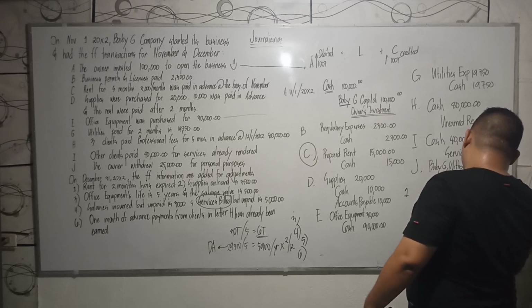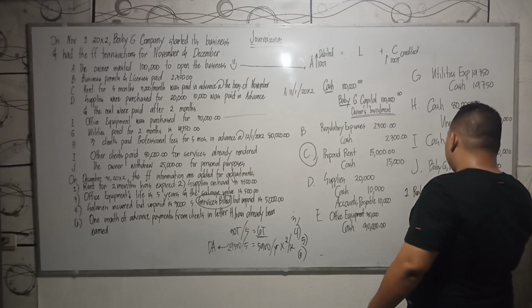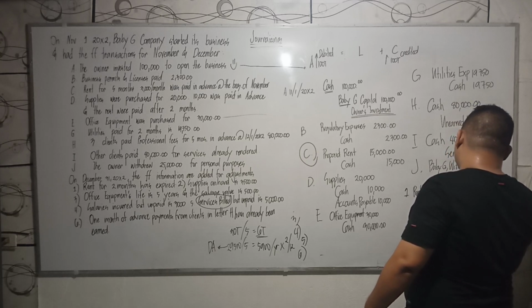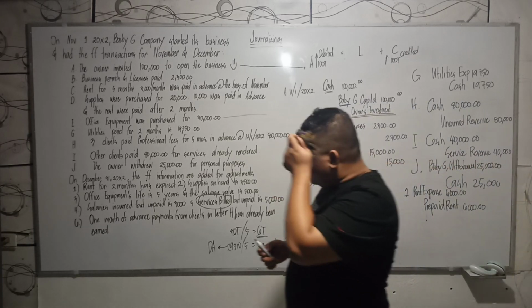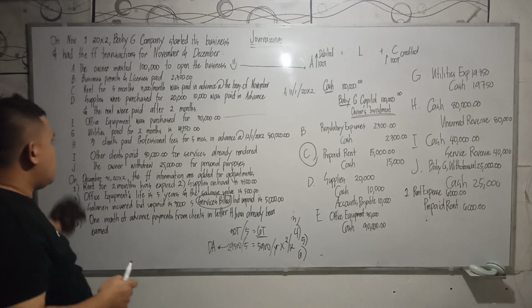Prepaid rent, 6,000. Because you have to put that in the rent expense account. How much? 6,000. Okay? So that's the entry for number 1.